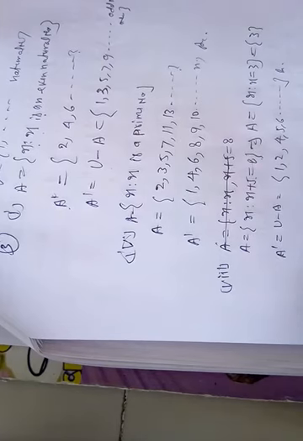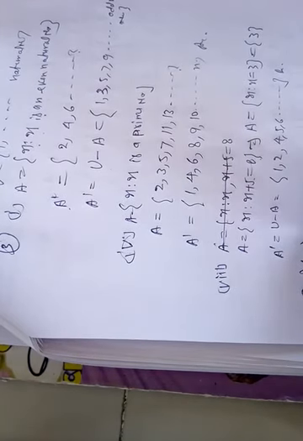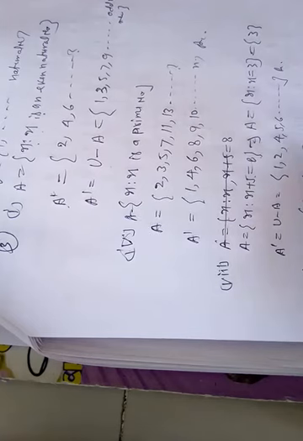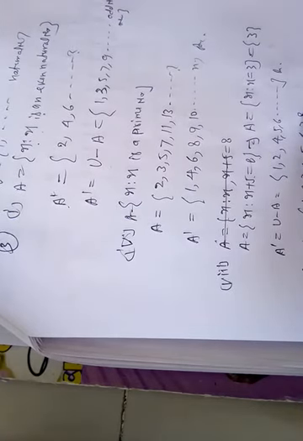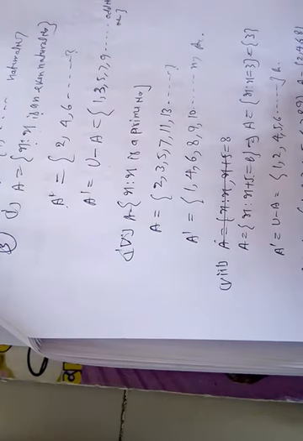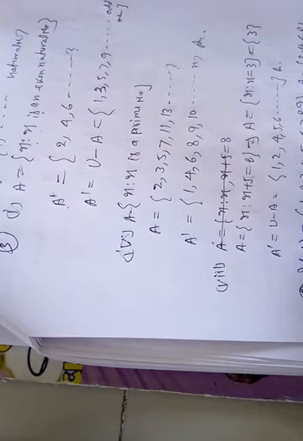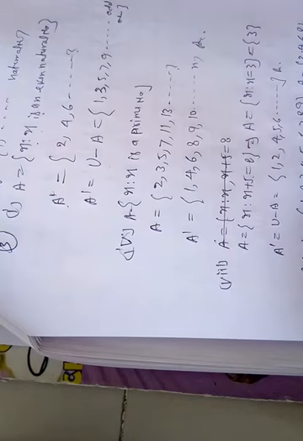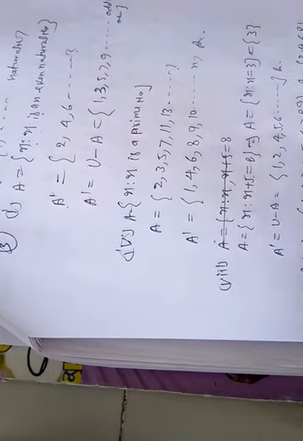Any doubt you can ask. Okay, if U means universal set equal to 1, 2, 3, 4, 5, 6, 7, 8 and 9. Okay, and A equal to 2, 4, 6, 8, and B equal to 2, 3, 5, 7. Verify this.